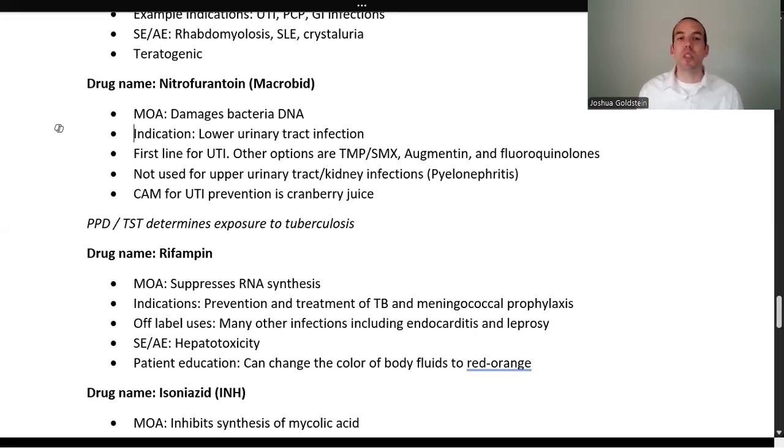Next, we have nitrofurantoin. This is our go-to drug for patients that have a UTI, a female that has a UTI. In men, it's debatable whether this is our go-to or whether we use something else. How does this work? It damages the bacteria DNA. I've never seen that being tested on.